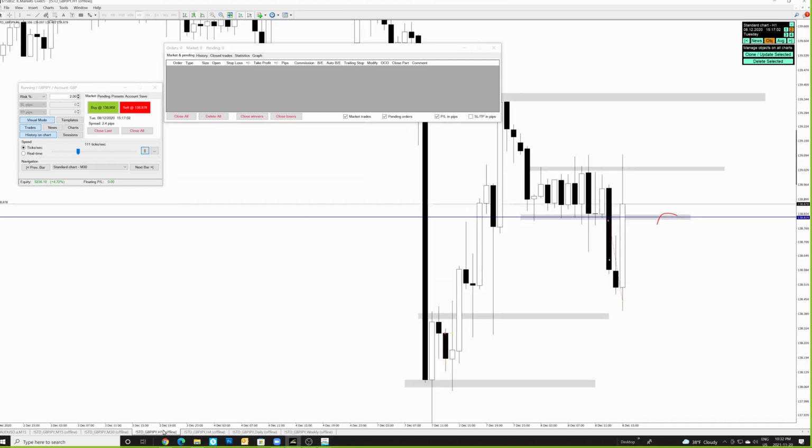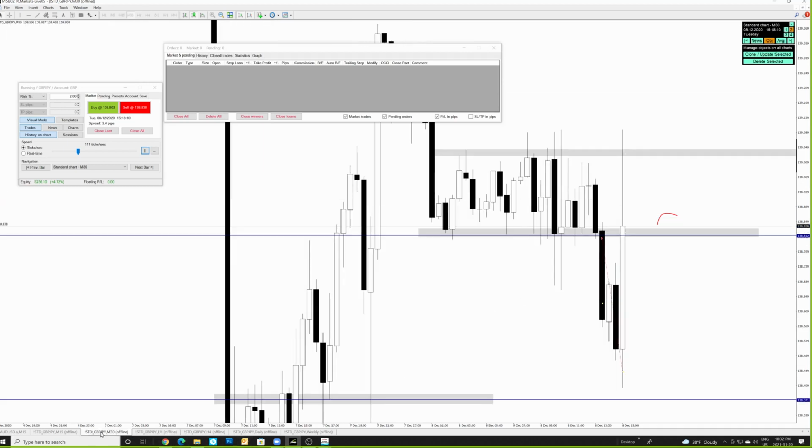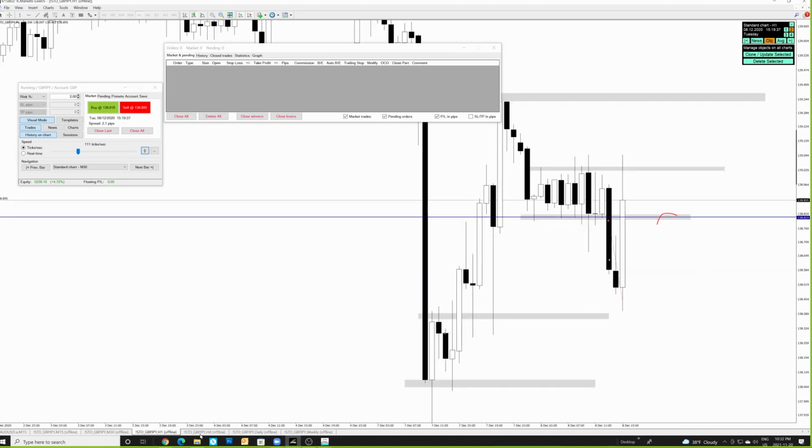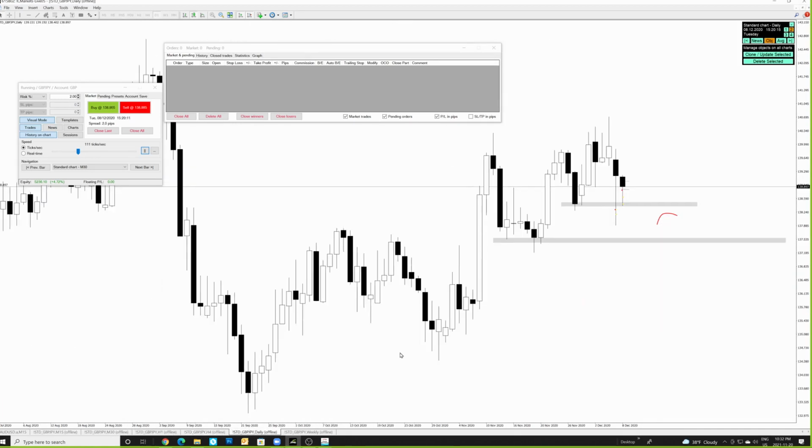Holy. Pound yen, and Brexit and COVID 2020. So yeah, these things can also happen. There was no news over here. Yeah, daily candle also rejected that area. Oh my God, what's going on over here? Just straight rejected that area like it's nothing.